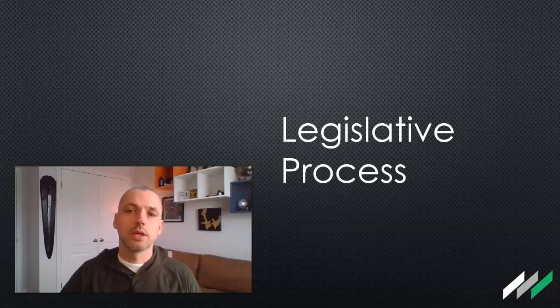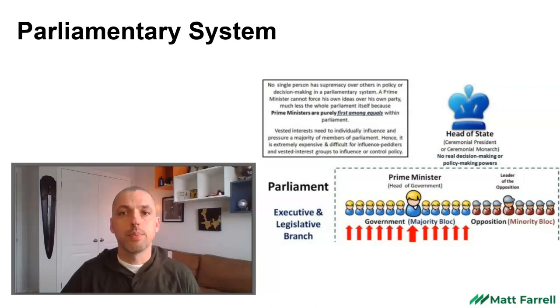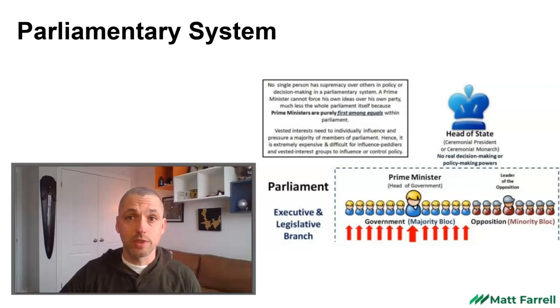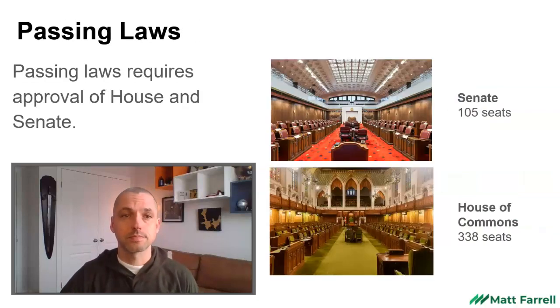In this video, we're going to look at the legislative process in Canada. Canada has a parliamentary system in which the Prime Minister sits in the legislature. They have a direct role in passing laws. This is different than a presidential system where the president is separate from the legislative process. In a parliamentary system, the Prime Minister has a lot more say in what laws get passed.